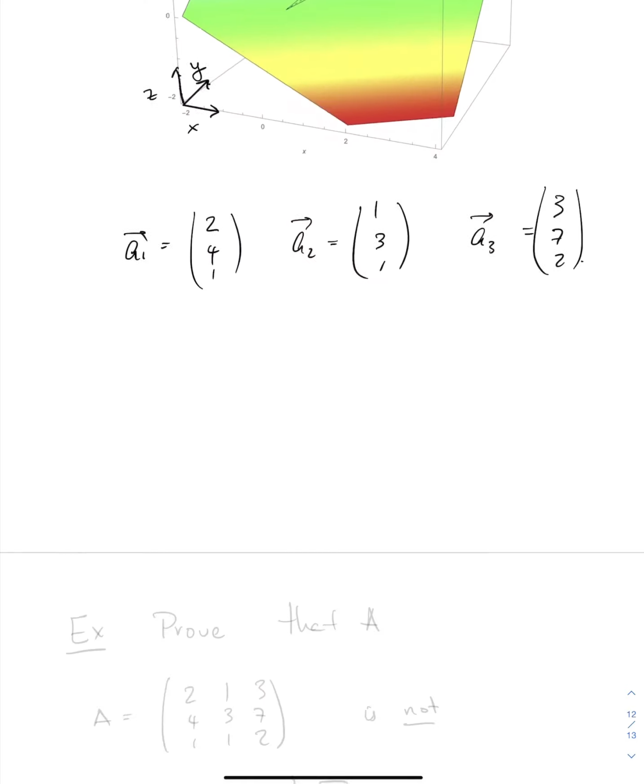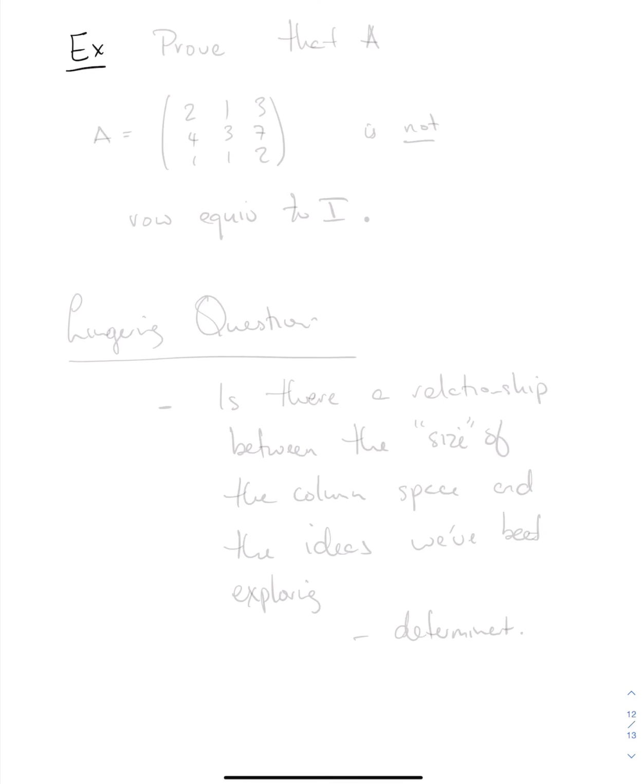Here's another exercise for you. Prove that this matrix A, 2, 4, 1, 1, 3, 1, 3, 7, 2, is not row equivalent to I.